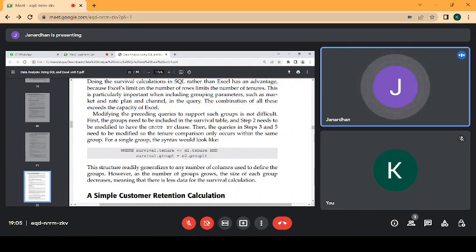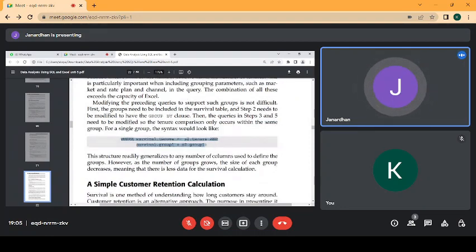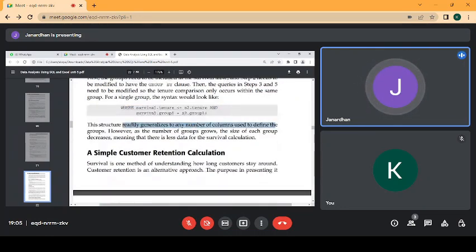Modifying the preceding queries to support such groups is not difficult. First, the groups need to be included in the survival table, and step 2 needs to be modified to have the group by clause. Then the queries in steps 3 and 5 need to be modified so that tenure comparison only occurs within the same group. For a single group, the syntax would look like where survival dot tenure less than S2 dot tenure and survival dot group 1 equal to S2 dot group 1. This structure readily generalizes to any number of columns used to define the groups.